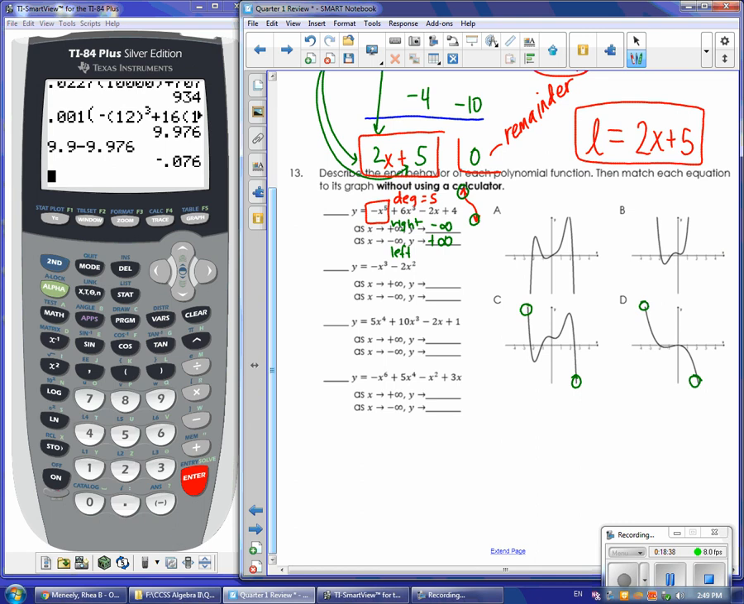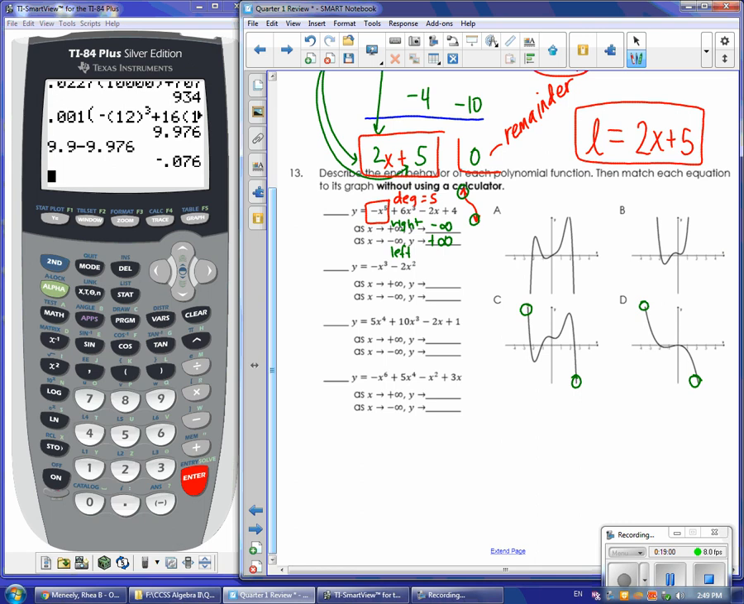So I've got to figure out another way to differentiate between which is going to be the graph for the first one, C or D. The other thing that you should consider when you're looking at the degree is the number of turns that the function can have. And if the degree is 5, that means that the function can turn up to 4 times.